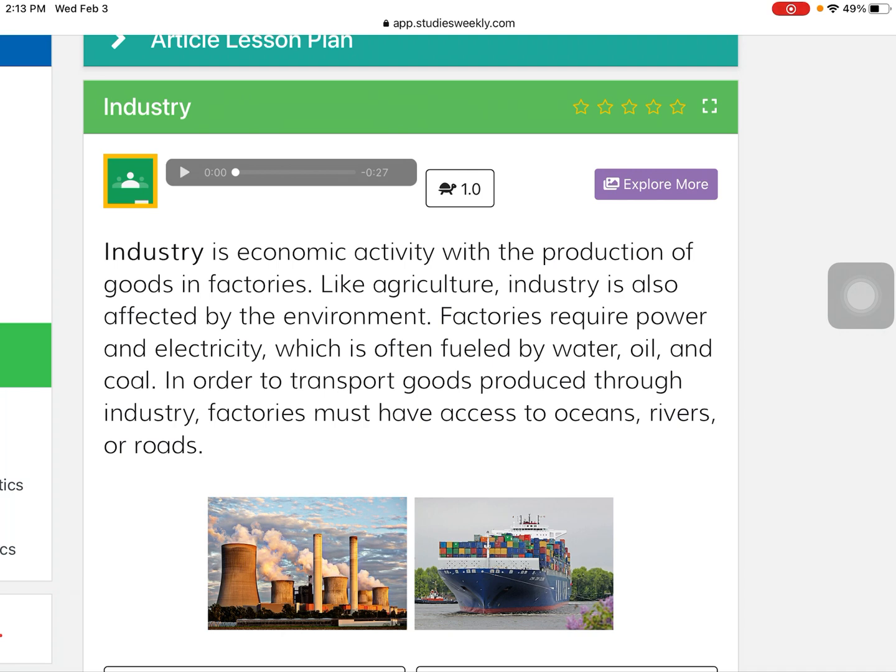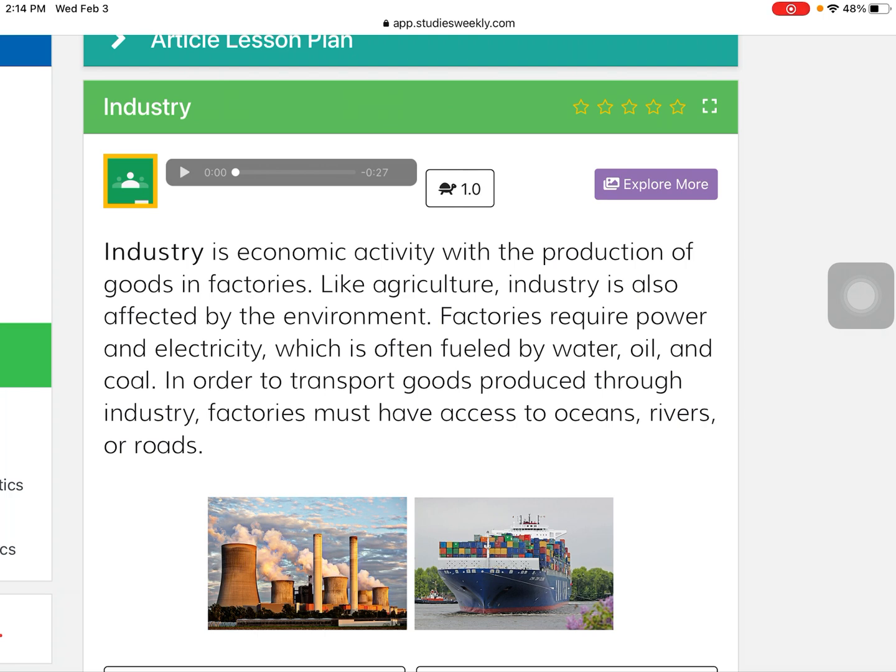So, for example, if we have a very large factory here in Michigan, we have to make sure we are close enough to either water, oil, or coal to power that factory. If we don't have access to those items, do you think it would be a good idea to have that factory in a location without access to water, oil, or coal? Probably not.